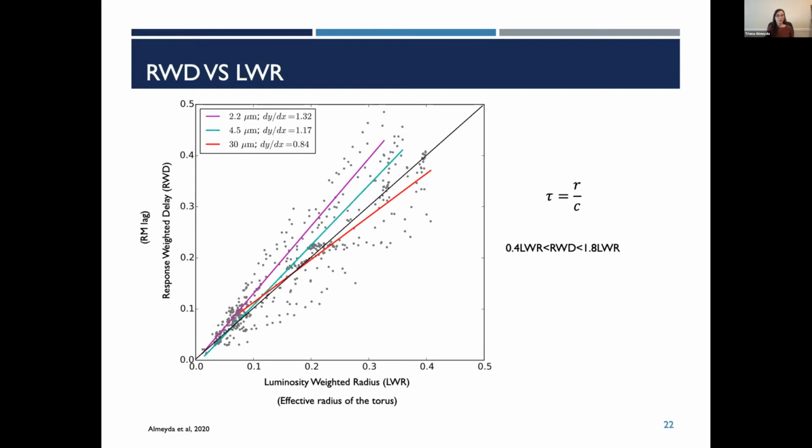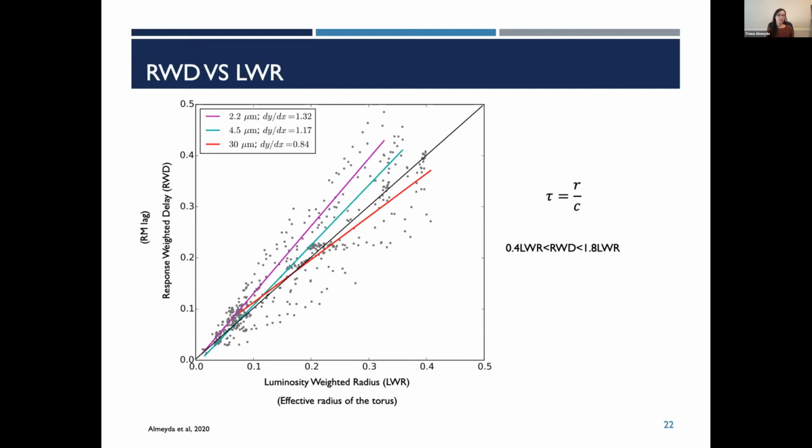Thus, here I'm showing the relationship between the response weighted delay, or the reverberation mapping lag, on the y-axis versus the luminosity weighted radius, or effective radius of the dust distribution, on the x-axis. Each of the gray points represents a model response function that was simulated within a large range of parameters at 3 different infrared wavelengths. The diagonal black line represents the idealized case where the response weighted delay exactly equals the luminosity weighted radius, and the colored lines represent the best fit lines to the models for each wavelength, where the corresponding slopes are shown in the legend.